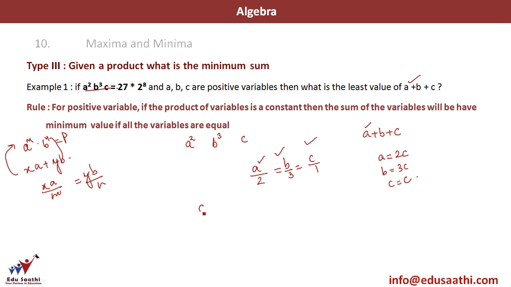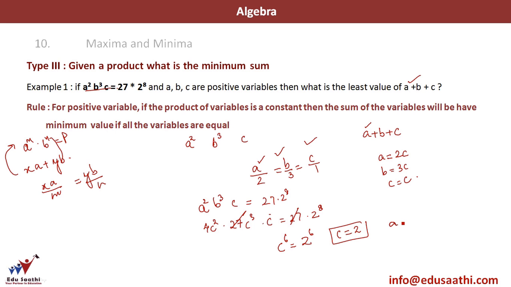So now whatever is given to me, a square b cube c is 27 into 2 raised to power 8, would be written all in the form of c. So a is 2c, so a square will be 4c square. B cube, b is 3c, this will be 27 c cube, into c is equal to 27 into 2 raised to power 8. So this 27 will get cancelled out, right? So if you look here, this is 3, 4 and 6. This will be 2 raised to power 6. The value of c comes out to be 2, a will be 4 and b will be 6. So the least sum of a plus b plus c would be 4 plus 6 plus 2, which will be 12 as my answer.